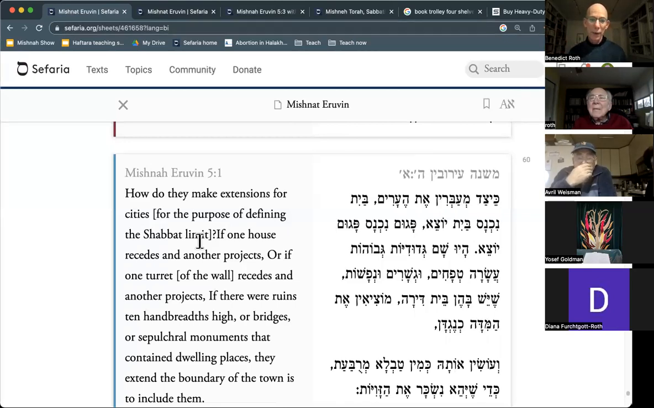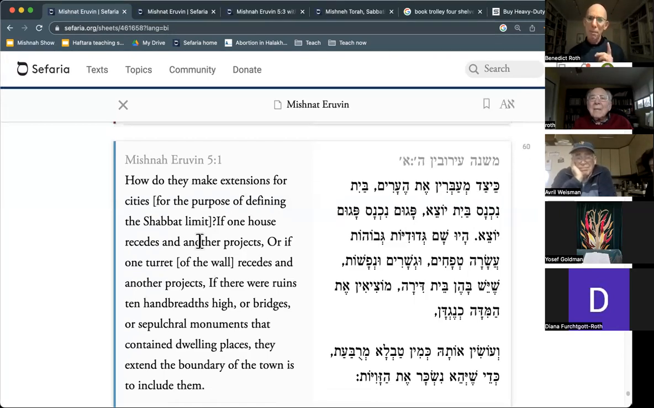Ukshamim Ufashot, if there were bridges or nefashot, I think, they're just translated here as sepulchral monuments. These must be graveyards. Sheyesh Bahem Beit Dira. They have to be inhabited. So we're not talking about dead places here in terms of inhabitants. They have to be inhabited. And the Rambam makes the same point.